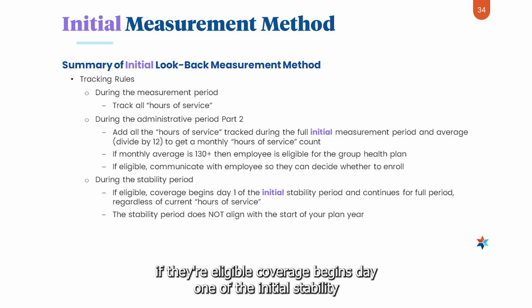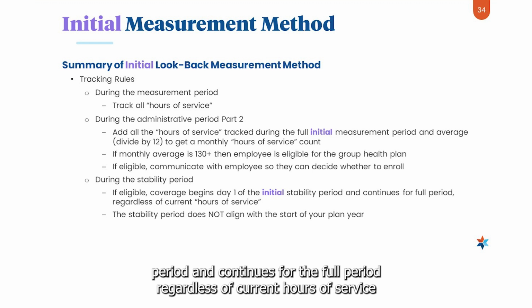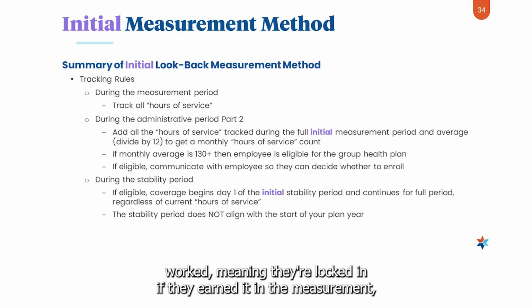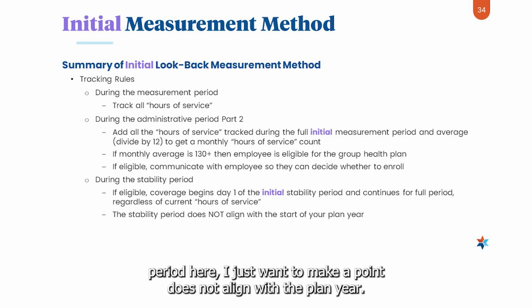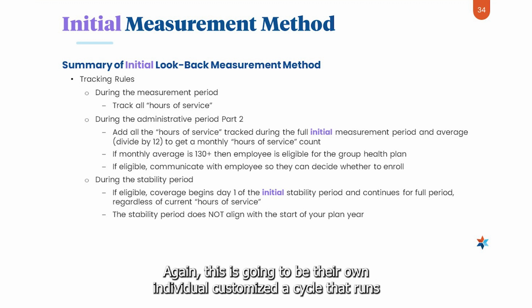Again, if they're eligible, coverage begins day 1 of the initial stability period and continues for the full period, regardless of current hours of service worked, meaning they're locked in. If they earned it in the measurement period, they are locked into eligibility during the stability period. The stability period here, I just want to make a point, does not align with the plan year again. This is going to be their own individual customized cycle that runs.